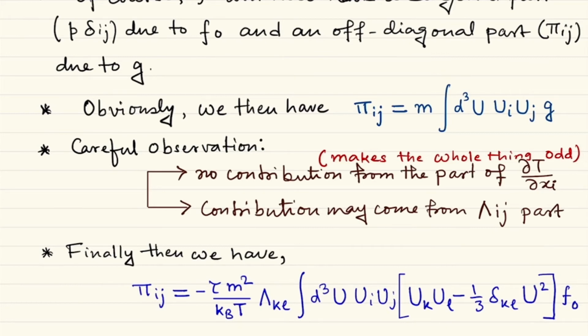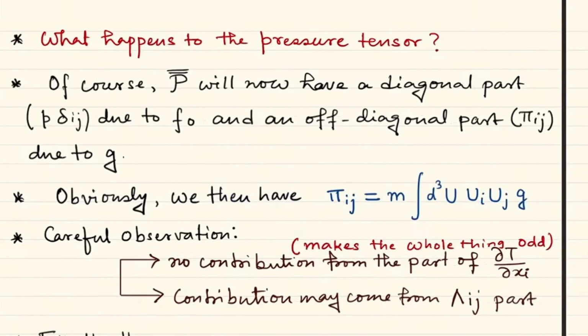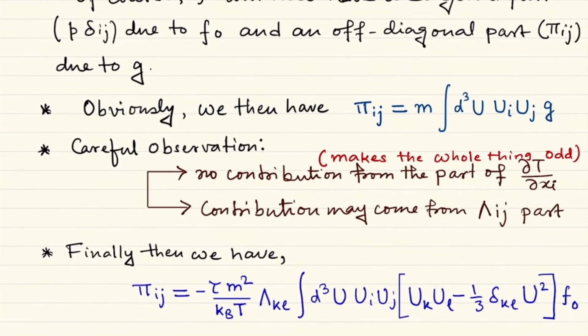Okay, and this part. Again, careful observation. This part simply says that the above form of pi ij represents a traceless tensor. Why is that? What is the meaning of traceless tensor?